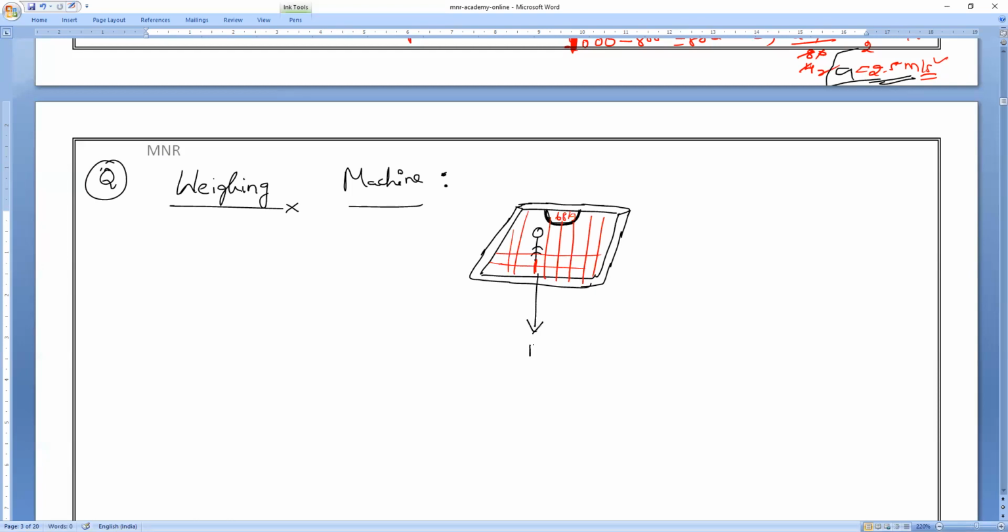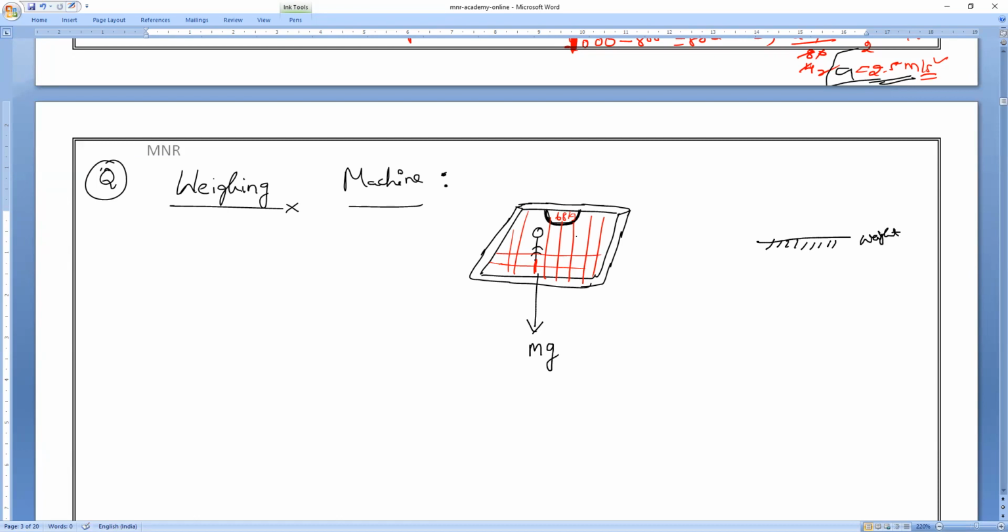That is what we used to call mg, Newton's second law. Am I right or wrong, everybody? Yes, sir. Now, the machine is not a frictionless surface. It has some friction. So we will consider two surfaces. What is the first surface? The first force is equal to the weight. Am I right or wrong?